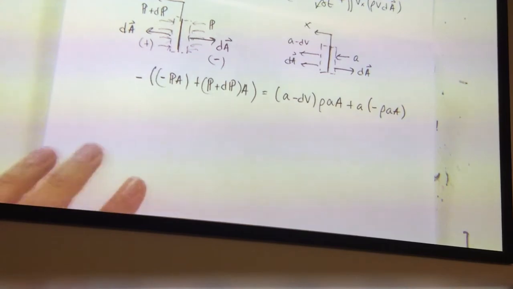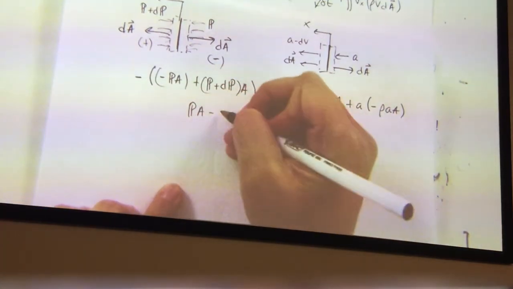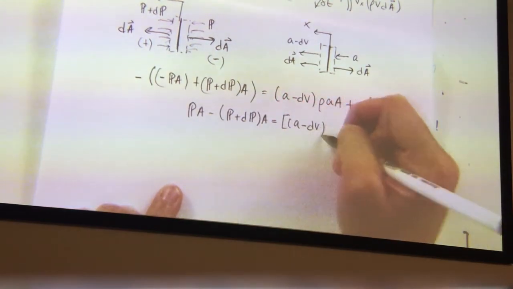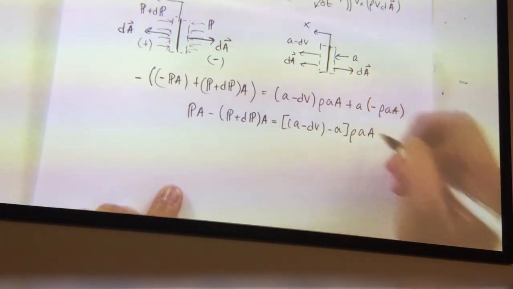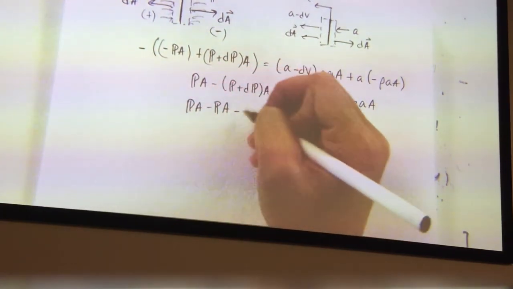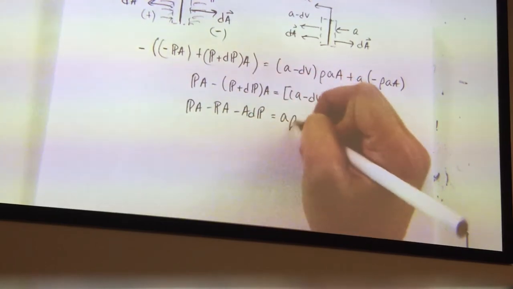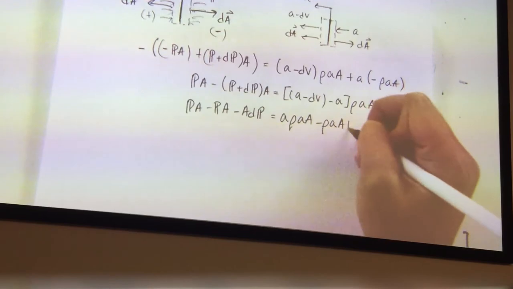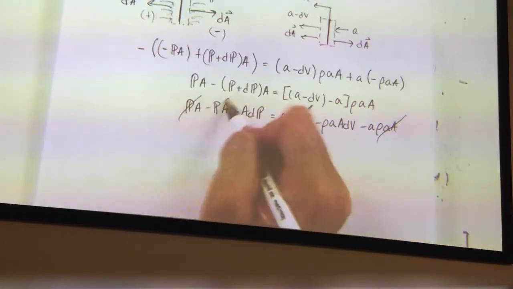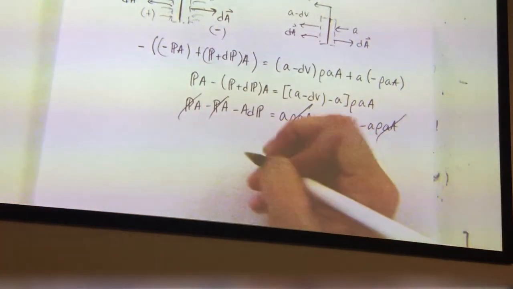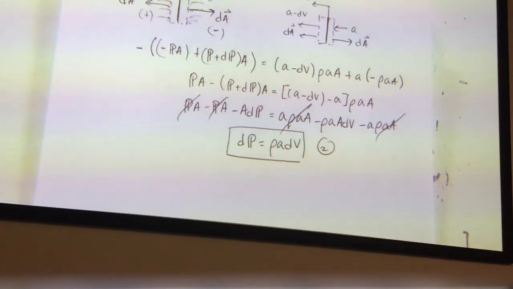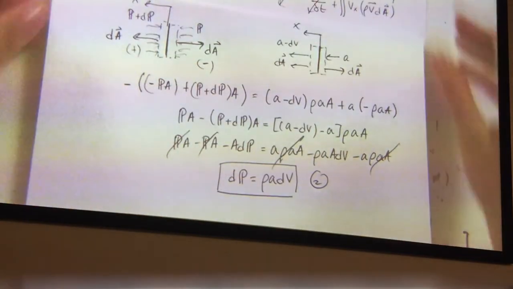We just simplify this and rearrange terms, and we get PA minus (P plus dP)A equals (a minus dV) rho A minus a rho A. Simplify it even further. PA minus PA minus A dP equals minus a rho A dV. So we do that, cancel the area, and we just get our equation. So all that just to get dP equals a rho dV. So that's our equation 2. So that's from conservation of mass, and that's from conservation of momentum.